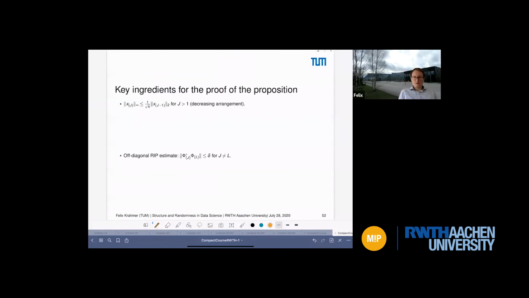So what are we going to do about these different components? The key insight, which has appeared in different related forms in some other parts of the compressed sensing literature, is that the jth block can be bounded by the j minus first. So we have the decreasing rearrangement. And so let me try to convince you that this is the case.